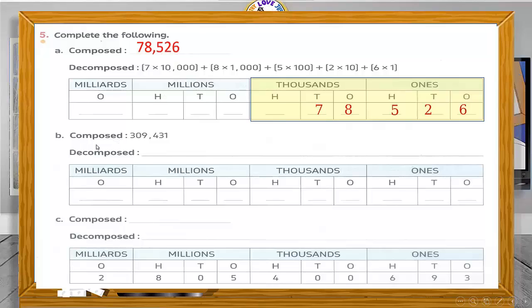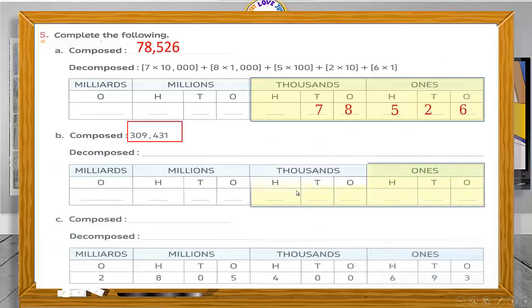Next exercise composed. We have 309,431. And we have place value chart. Do you see here how many periods? We have 2 periods. So here we have thousands and ones only. Put all digits down in the places. 3 in hundreds, 0 in 10,000s, and 9 in 1,000s place. Next period 4 in hundreds place, 3 in tens, 1 in ones.